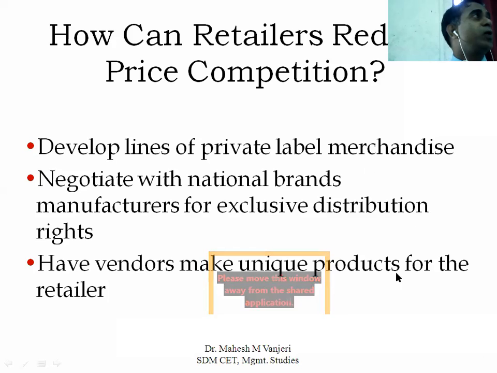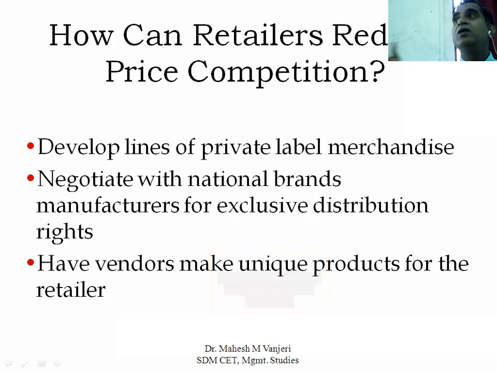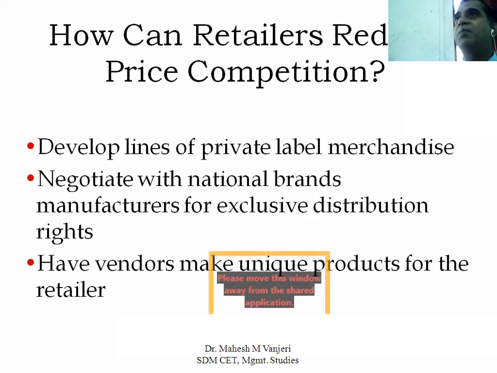Have vendors make unique products for the retailer. In some cases, companies like Walmart can demand this. Walmart can tell its suppliers, Procter & Gamble or some other companies, you make some special or different products which can be sold only through Walmart stores. So when you maintain exclusivity, the chances of selling the merchandise below MRP or at a discount decrease.